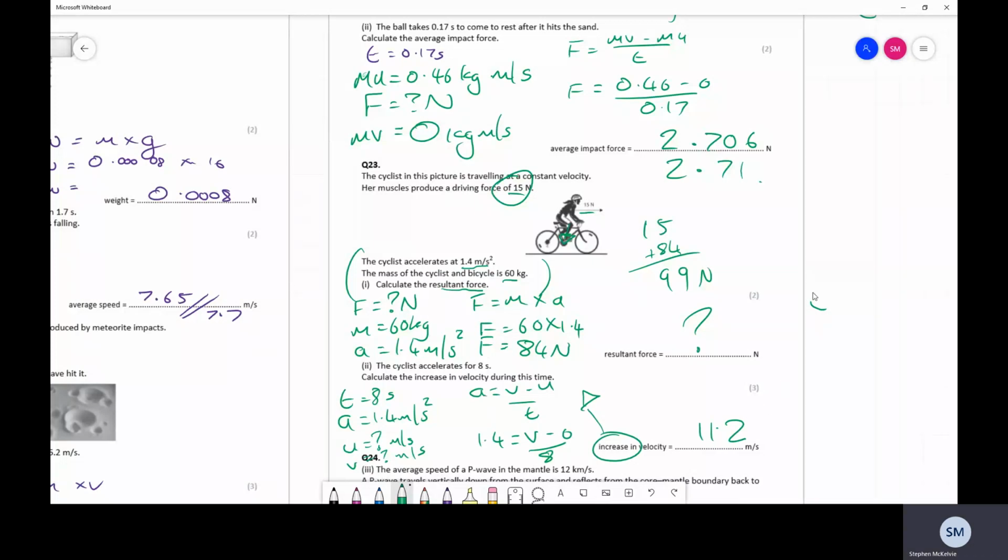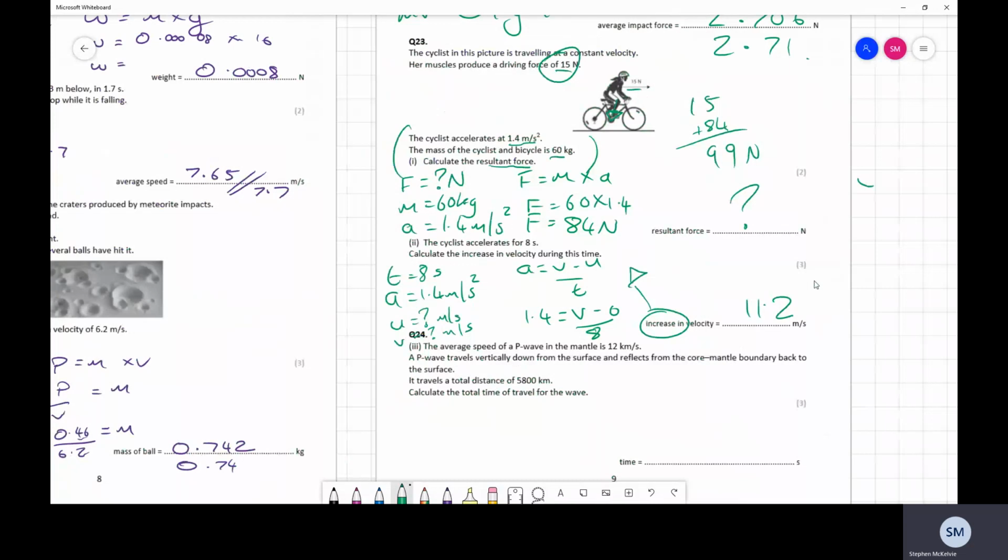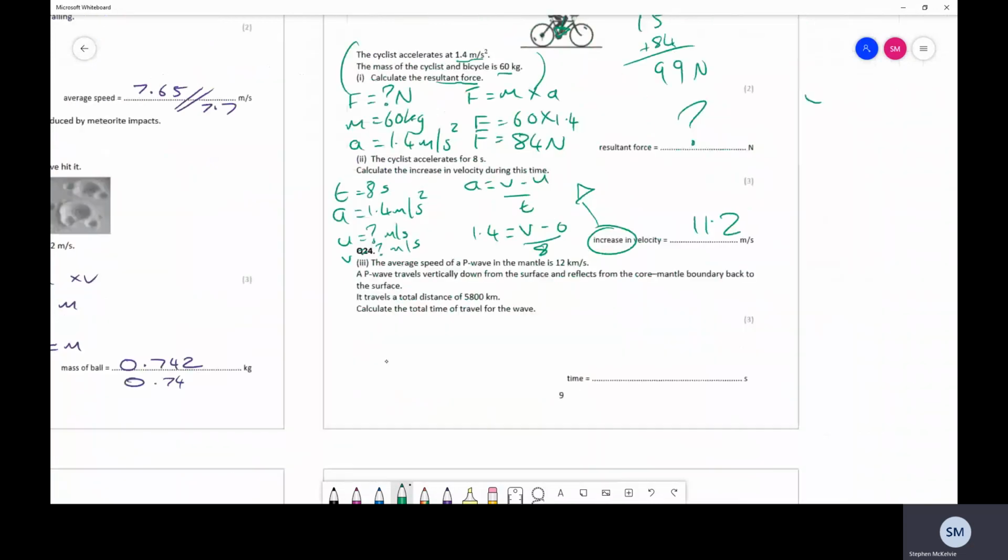Okay. The average speed of a P wave in the mantle is 12. Oh, we've done this one already. Oh, but it's okay. We'll do it again. Speed is equal to 12 kilometers per second. A P wave travels vertically down the surface and reflects off the core mantle boundary back to the surface. It travels a total. Oh, look, I think I might have missed this last time. Anyone who's still watching these videos, it travels a total distance of 5,800 kilometers.